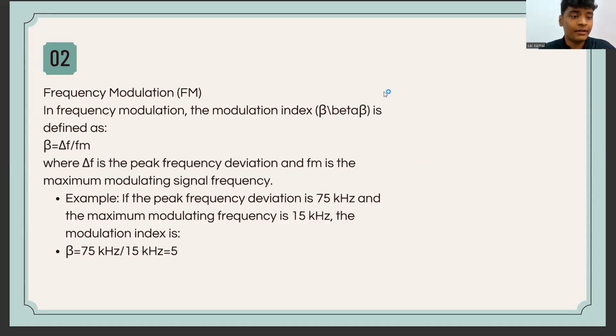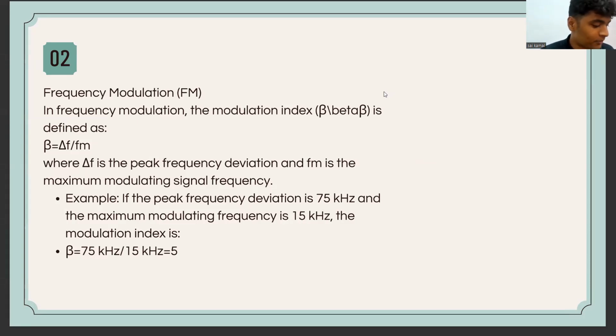Now frequency modulation. It is defined as beta equals delta f by fm, where delta f is the peak frequency deviation and fm is the maximum modulating signal frequency. If the peak frequency deviation is 75 kilohertz and the maximum modulating frequency is 15 kilohertz, the modulation index will be beta equals 75 divided by 15, which is 5.